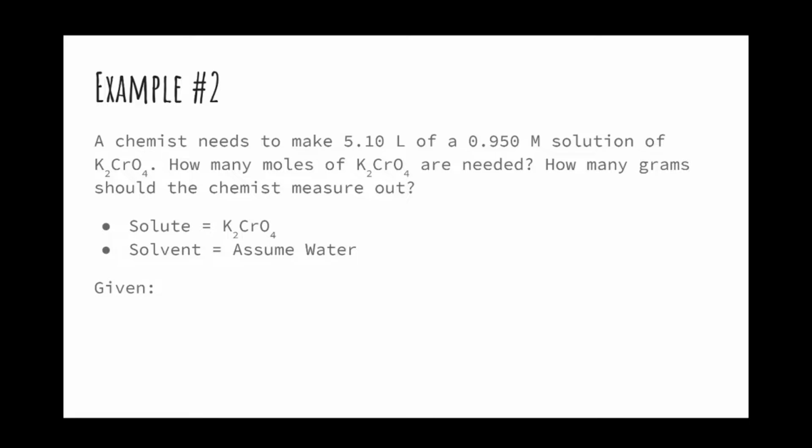Now let's identify what our givens are. We are given the volume of the solution, and the volume is 5.10 liters. We are also given the molarity, and we're given that the molarity is 0.950 molar. What we don't know is the moles, and it also asks for the grams. So we need to be able to solve for these two things.